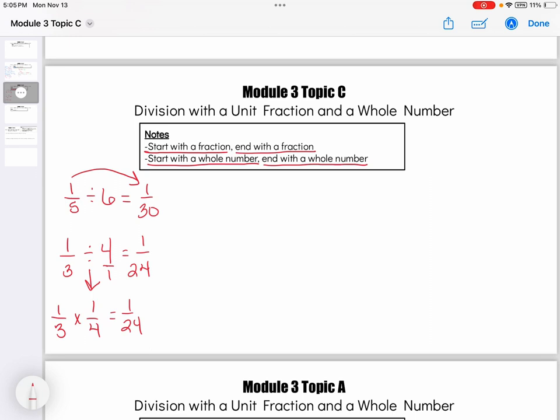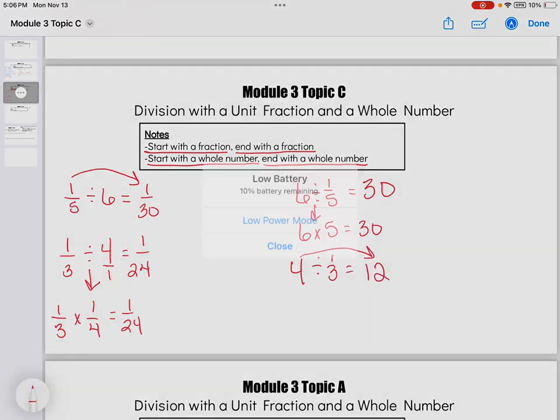All right, so another way we do is 6 divided by 1/5. Same thing, you start with a whole number, you're going to end with a whole number. So in this case, my answer is 30. Same thing, kids are noticing, you can flip it, 6 times 5, and that also gives me that 30. And then 4 divided by 1/3, start with a whole, end with a whole, my answer is going to be 12. Okay?